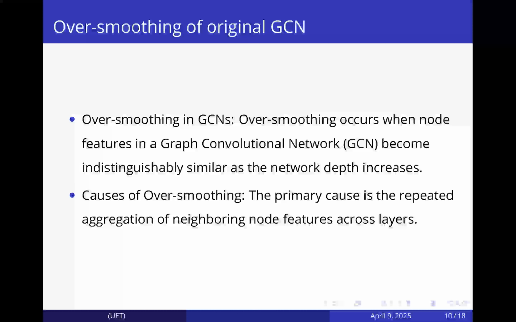However, the original GCN suffered from oversmoothing. Oversmoothing in GCN occurs when node embeddings become so similar that they lose unique information, so they become indistinguishable when the number of layers of the network increases. The main cause of oversmoothing is the repeated aggregation of neighboring node features across layers, leading to excessive information mixing.